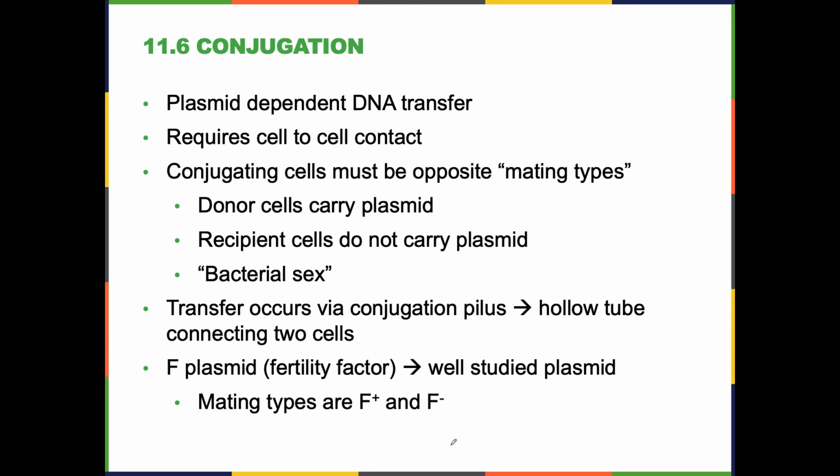Our donor cell seeks out our recipient cell and forms this conjugation pilus, right? And this pilus is simply a hollow tube that connects two cells, right? And then through that hollow tube, it injects its DNA from our donor to our recipient, right? I mean, holy crow, this is bacterial sex, right? I mean, how much more like sex can this be?